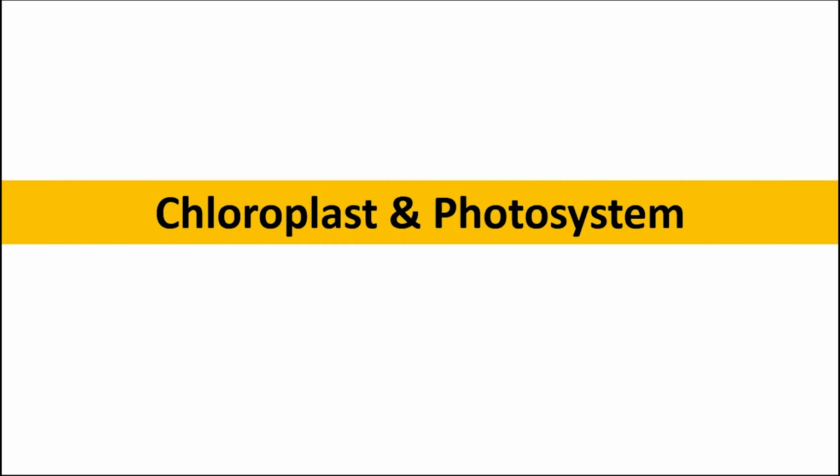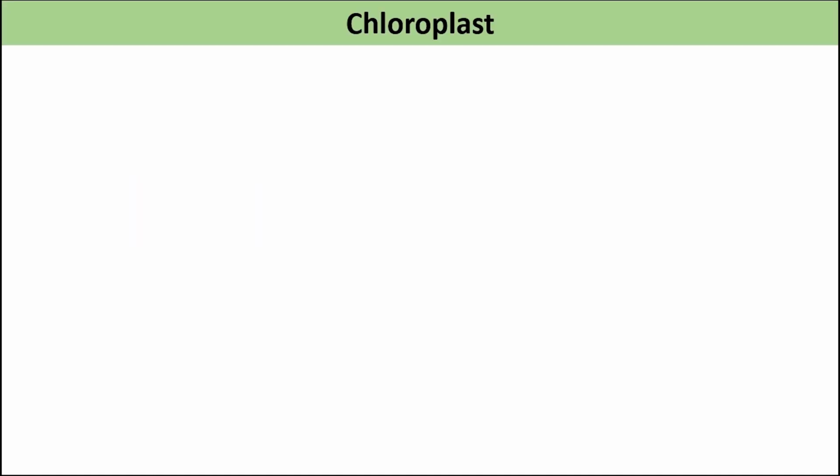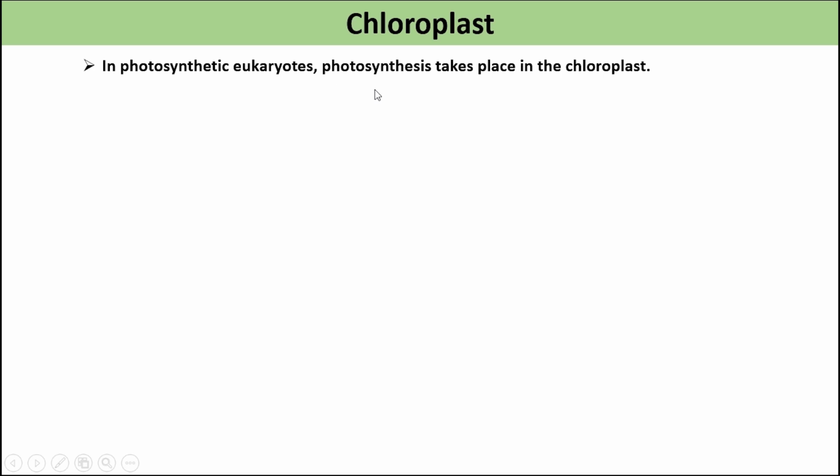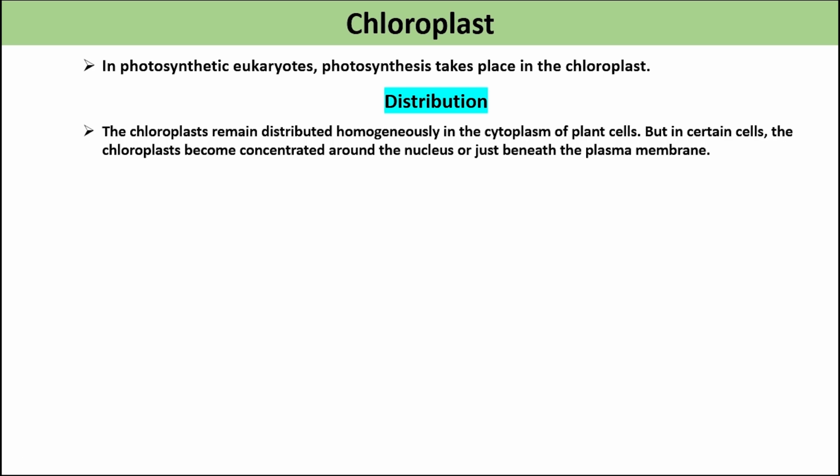In this video, we will talk about chloroplast and photosystem. Chloroplast. In photosynthetic eukaryotes, photosynthesis takes place in the chloroplast. Distribution. The chloroplasts remain distributed homogeneously in the cytoplasm of plant cells. But in certain cells, the chloroplasts become concentrated around the nucleus or just beneath the plasma membrane.